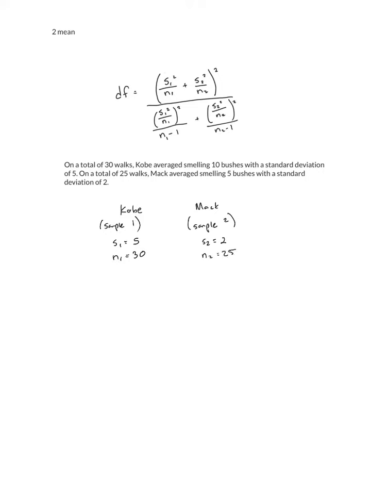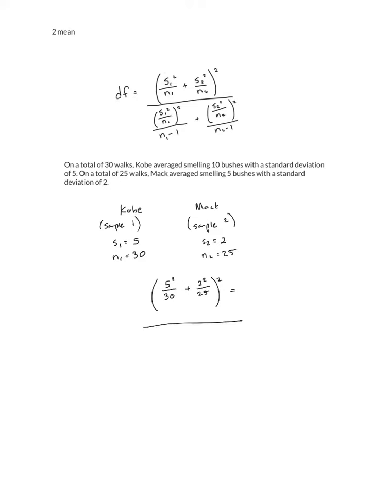So I'm going to plug everything in here. I'm going to notice that I have 5 squared over 30 plus 2 squared over 25, all squared. Now, if I'm plugging this into a calculator, I'd find this value and write it on the side here.